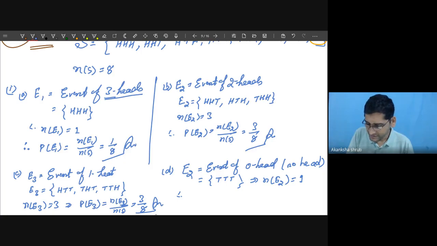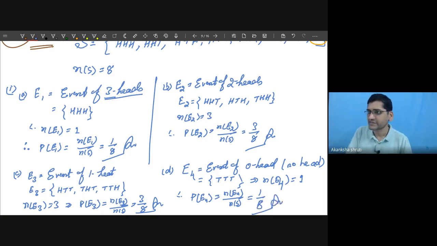Therefore, the P(E4), this is our P(E4) student, is equal to n(E4) divided by n(S). It is 1 by n(S), which is always 8. So 1 by 8. This way we have calculated all the required entries.